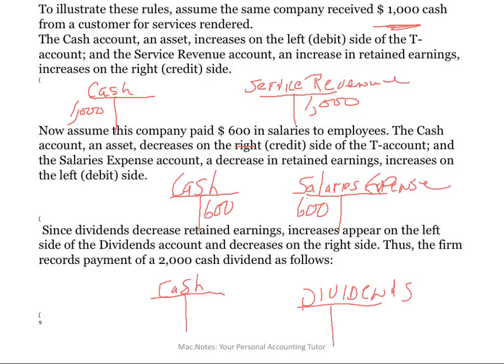And when the company pays dividends, I record a debit to dividends, which increases dividends. An increase in dividends is a decrease in the shareholders' equity account. That's why we record it on the left-hand side. And of course, my cash goes down by that same amount.